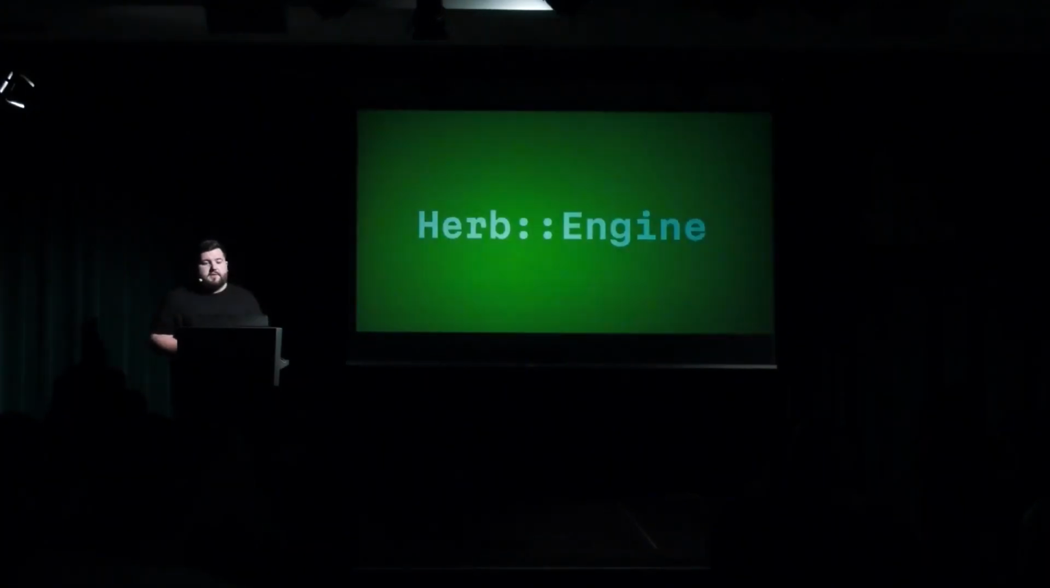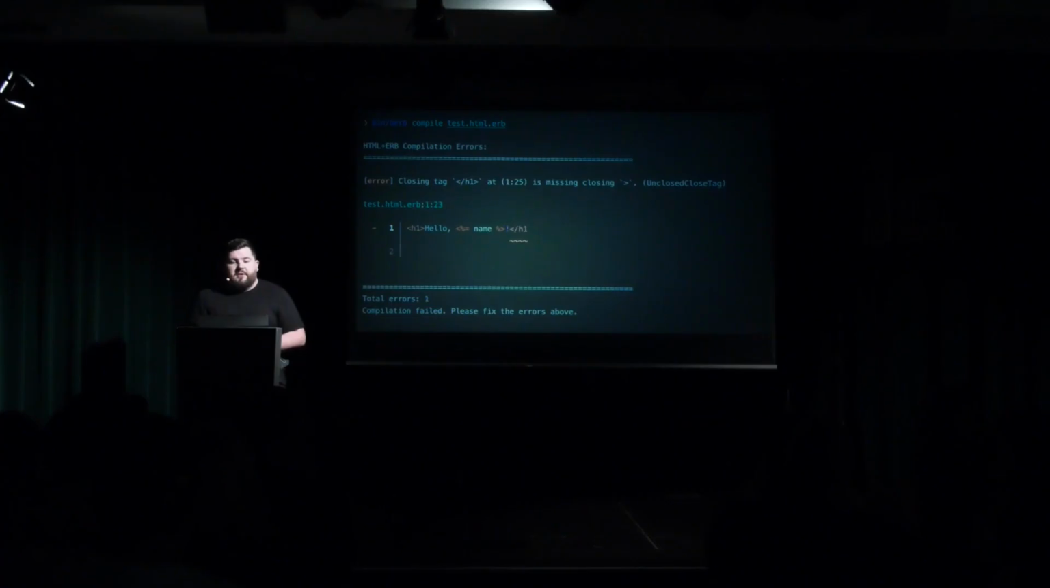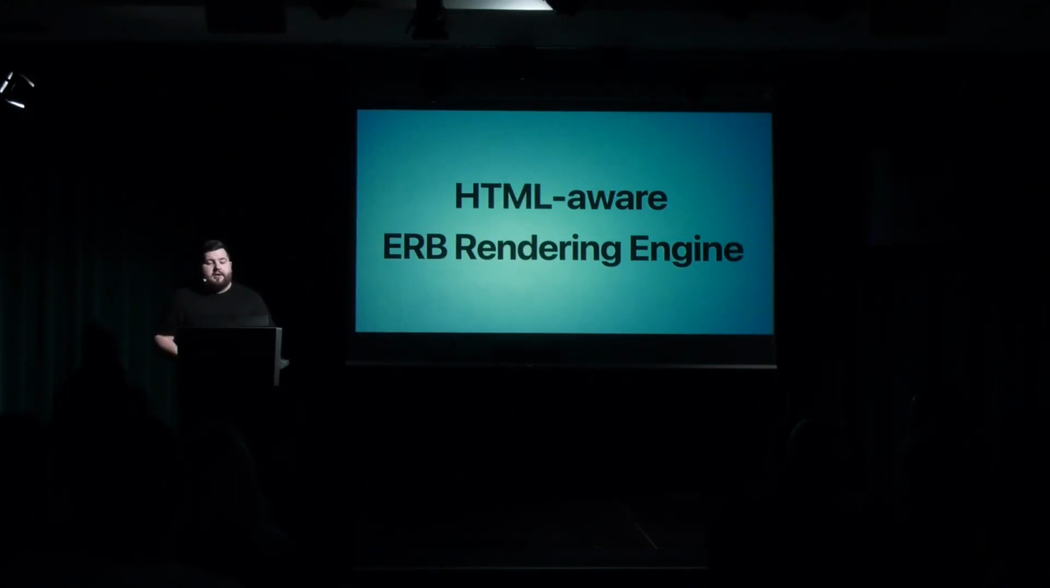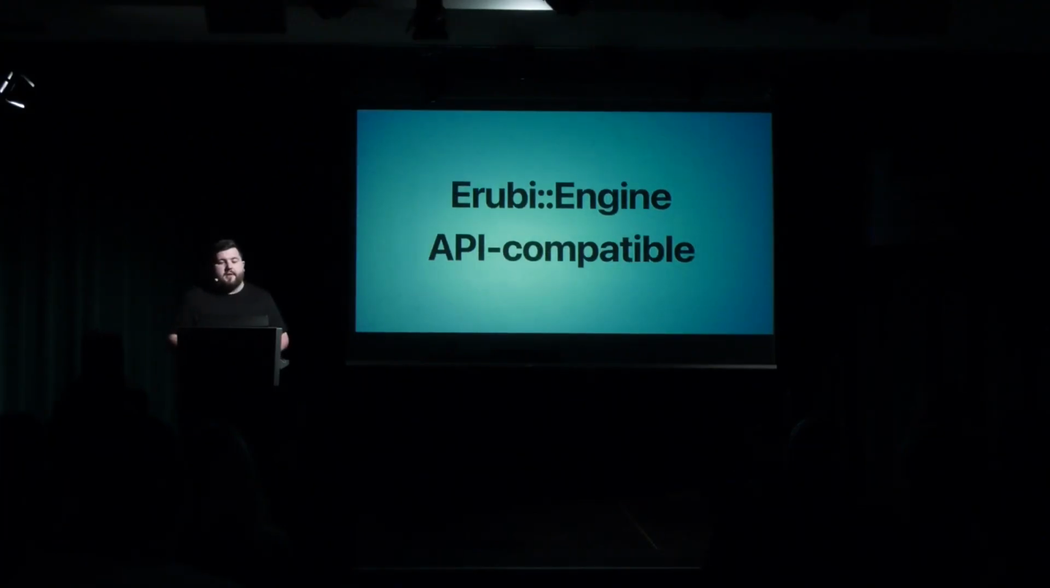And this is what Herb engine allows us to do, which is an eRuby compatible implementation of the same engine and same API. When you try to compile a template, it will tell you if something is wrong about it and where it's wrong. So it will give you instant feedback about your templates. And as I mentioned, it's HTML aware. I can render the ERB. It's ERB engine API compatible.